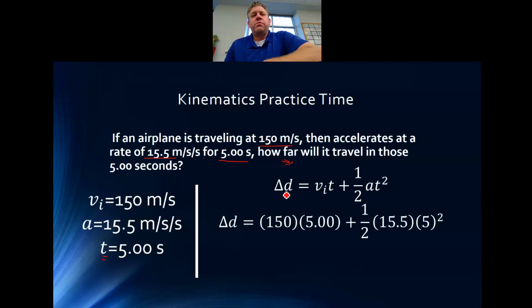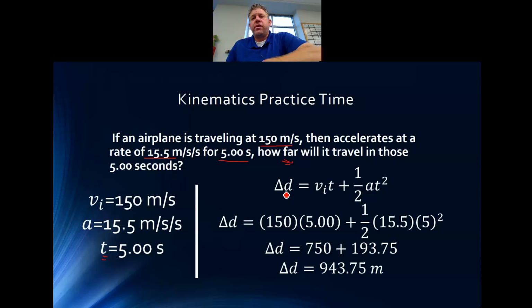So we start plugging numbers in. It's 150 times 5. That's our initial velocity times how long it's going for, plus 1/2 the A, which is 15.5, times 5 squared, all right? So for this one, 750 is our first part, that's 150 times 5, and 193.75 is the 1/2 AT squared all put together. We see this airplane should have traveled in that 5 seconds about 943.75 meters, okay?